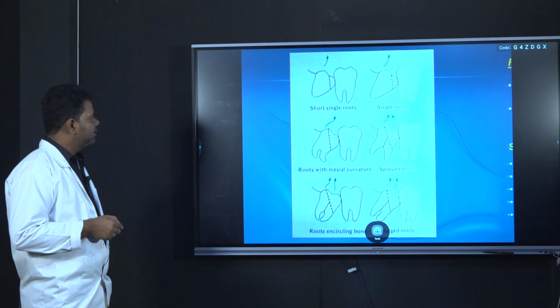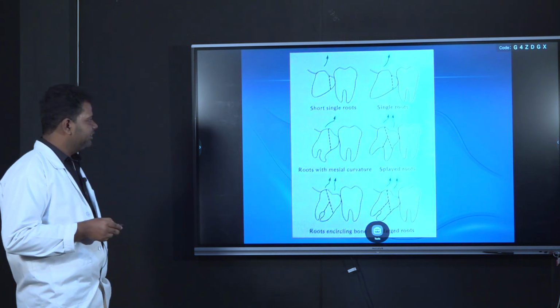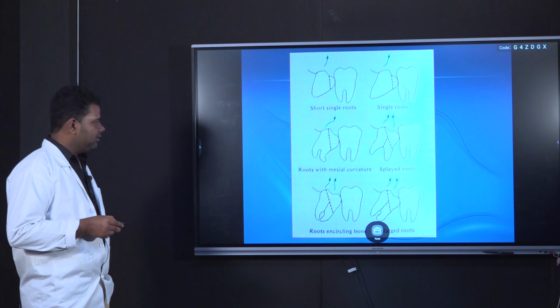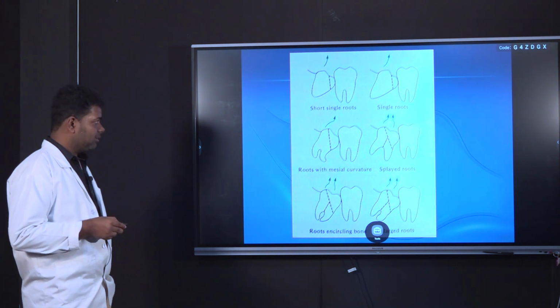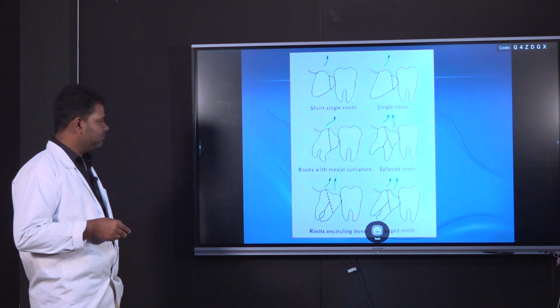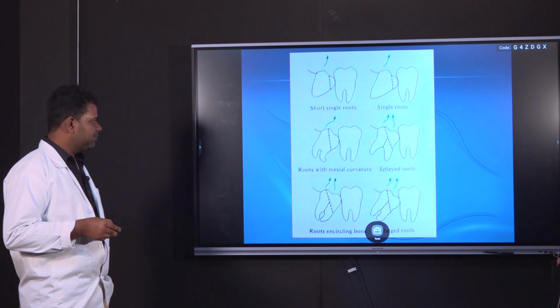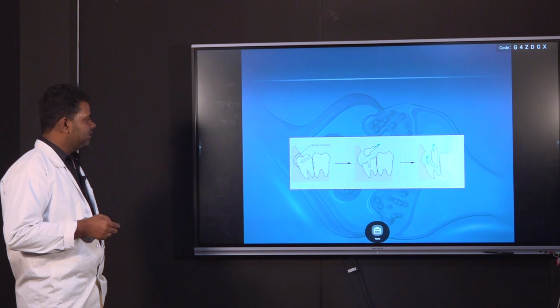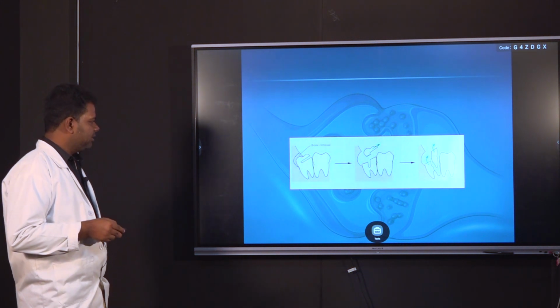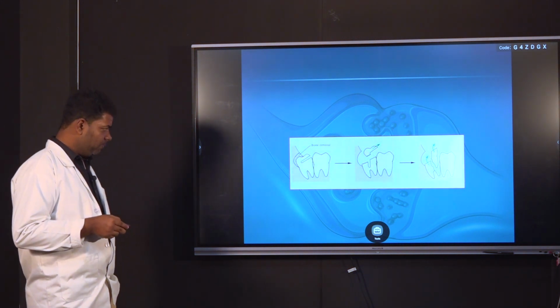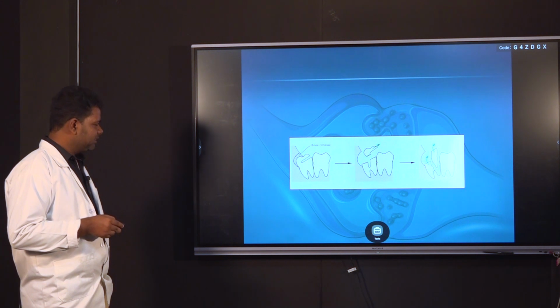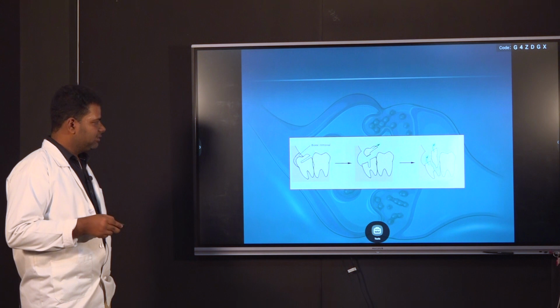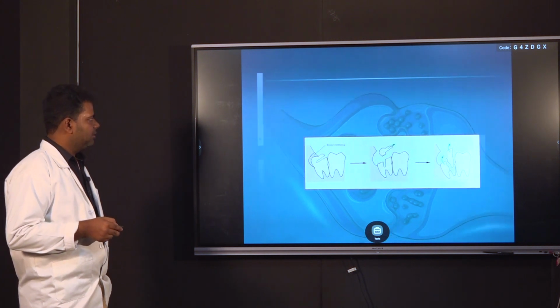So here in single root teeth there is no need for sectioning of the tooth, but in roots with mesial curvature and splayed roots, tooth sectioning can be done, so that we can remove the tooth easily. Here first the bone removal is done, that is the bone which covers the distal cusp, and afterwards crown removal is done, and the tooth sectioning is done, and two roots are removed.